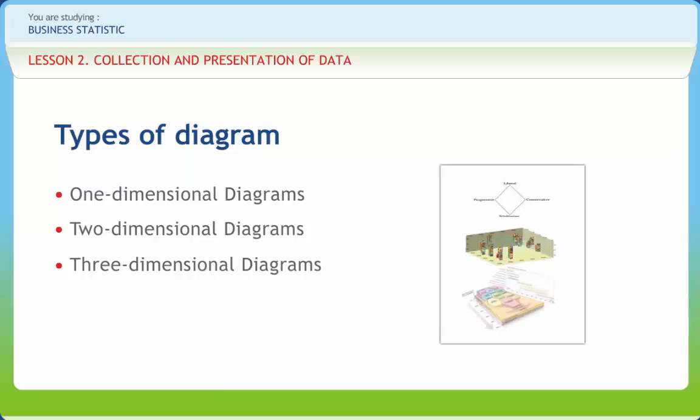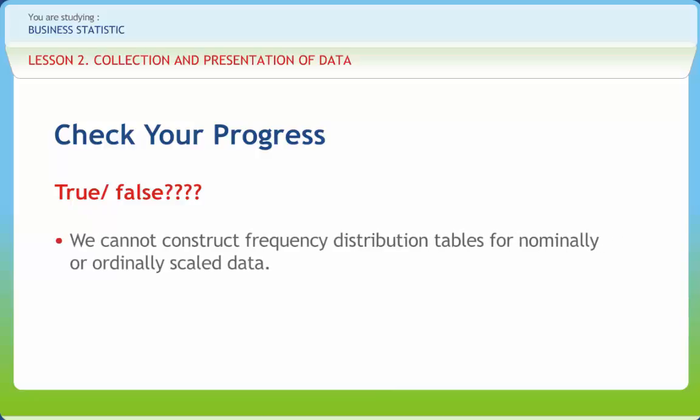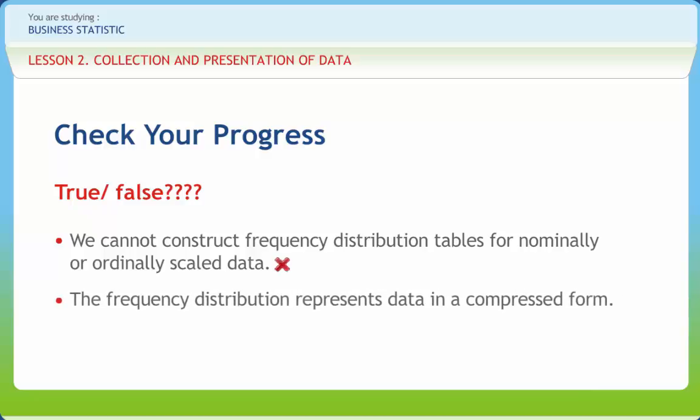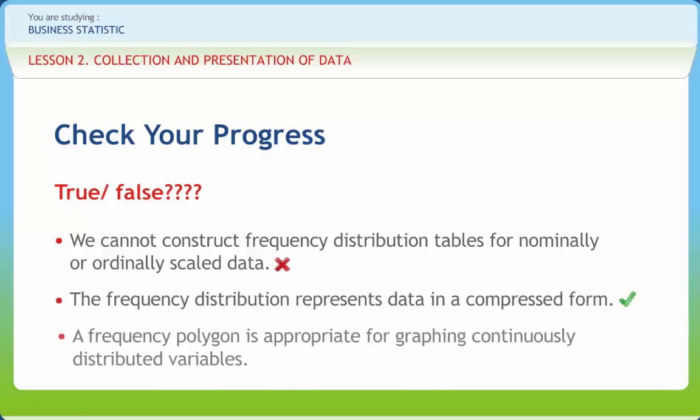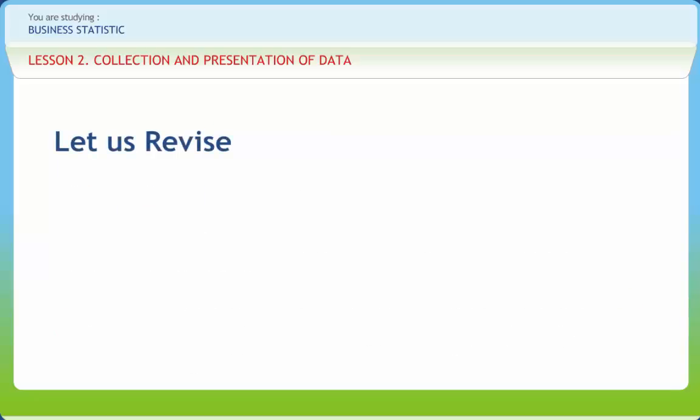Now let us check if we have understood the various concepts discussed in this lesson clearly. We cannot construct frequency distribution tables for nominally or ordinally scaled data. Right or wrong? Wrong. The frequency distribution represents data in a compressed form. Right or wrong? Right. A frequency polygon is appropriate for graphing continuously distributed variables. Right or wrong? Wrong.